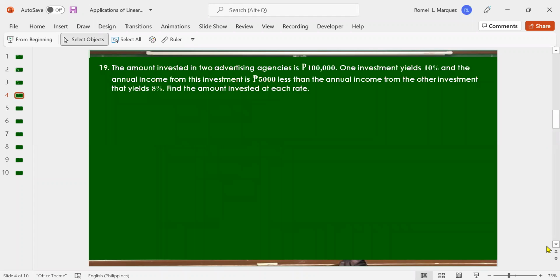What about number 19? This one. The amount invested in 2 advertising agencies, 100,000. One investment yields 10%, and the annual income from this investment is 5,000 less than the annual income from the other investment that yields 8%. Find the amount invested at each rate. Okay? Again, let X be the amount invested.